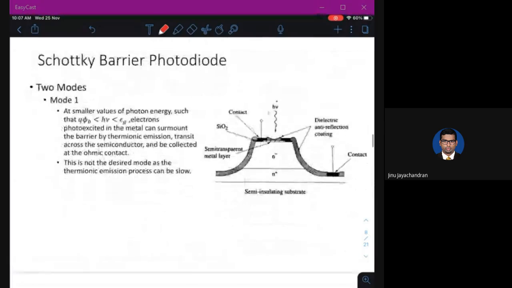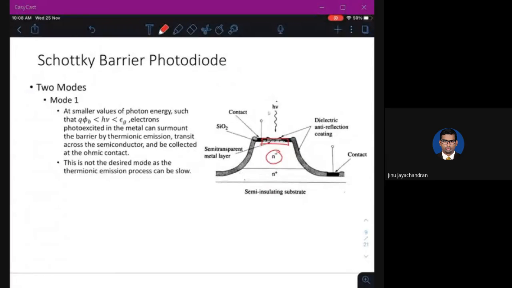Now, there are two modes of operation for this diode. Why there are two modes is because there is a metal N minus contact. Okay, so there is something called the work function. Similar to how we have band gap, in metals we have a function called work function. That work function is basically the amount of energy required to be supplied to a metal to create a free electron. You can say something like that.